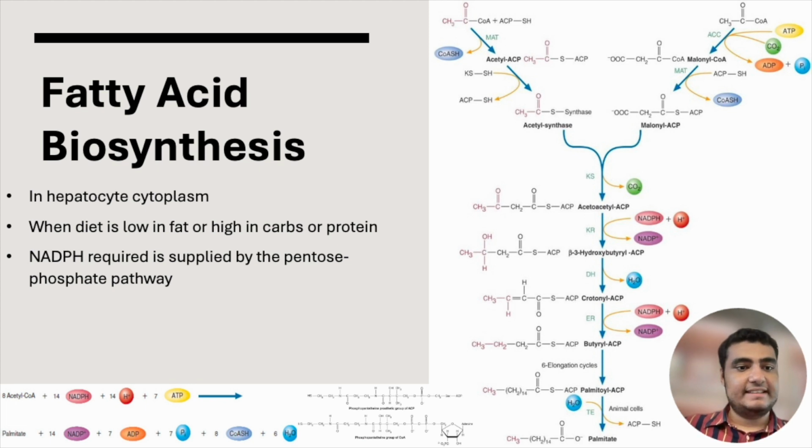So fatty acid biosynthesis makes sense. It happens why? When diets are low in fat or high in carbohydrates or proteins. So we need to compensate by creating some fats, and that's how we create fatty acids in our body. And we require NADPH, which is a molecule that will allow us to undergo these reduction reactions, which would create the fatty acids. And this NADPH can be created through the pentose phosphate pathway, which has been discussed earlier in the previous years.